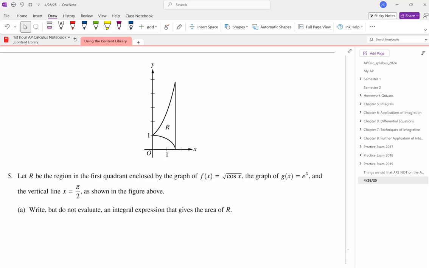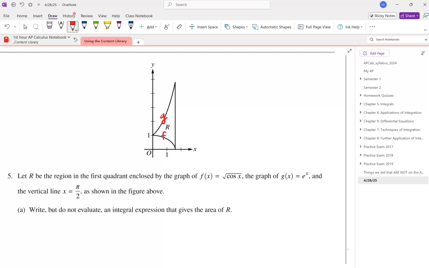All right. 5 says, let R be the region in the first quadrant enclosed by the graph of square root cosine x, the graph of e to the x, and the vertical line pi over 2, as shown in the figure above. So first thing I would do before I do anything more is make sure I figured out which is which. So that's f, that's g, and this vertical line is obviously the vertical line.